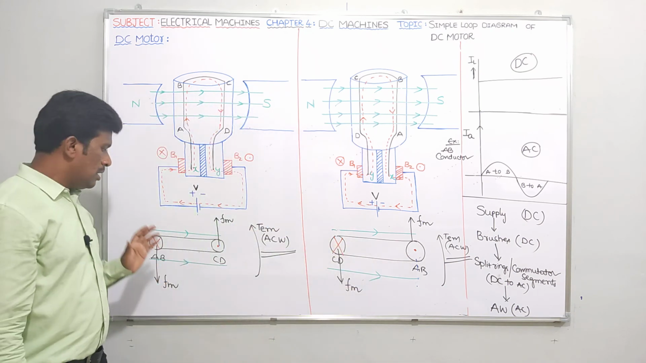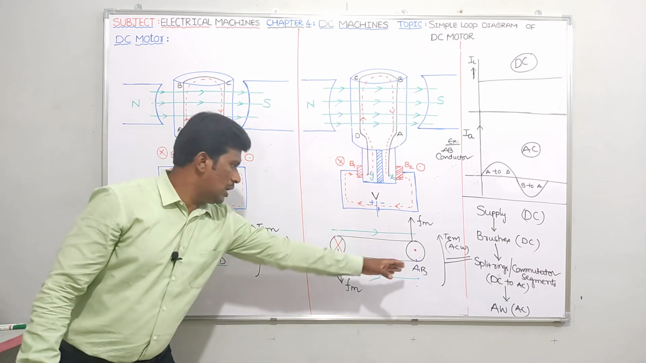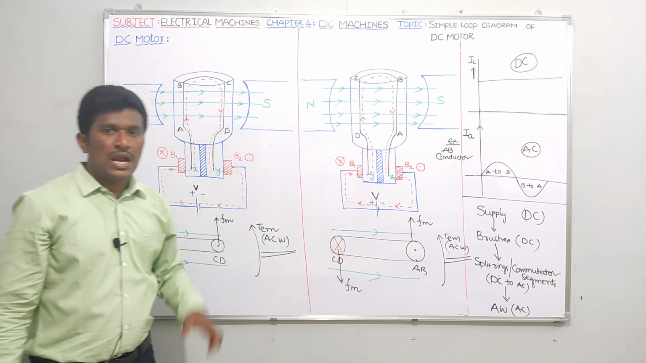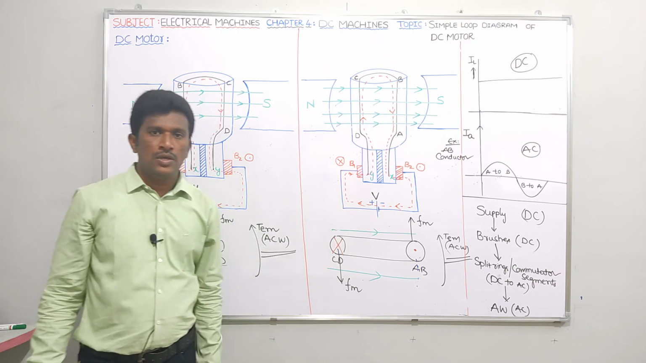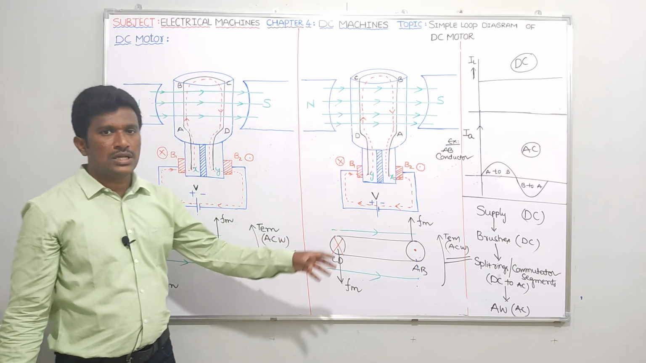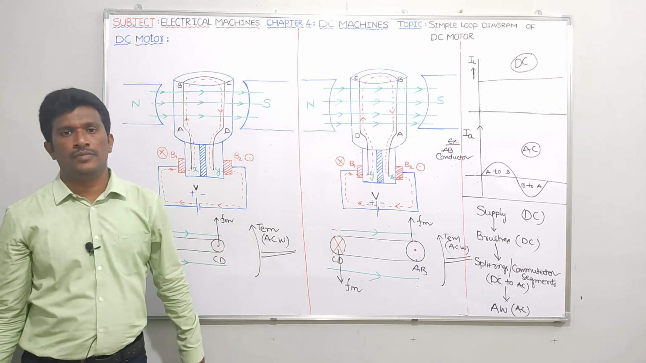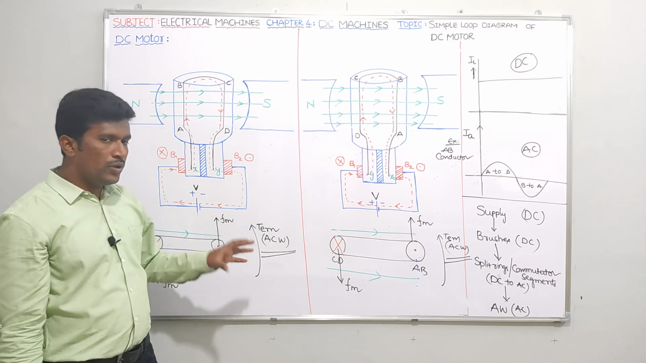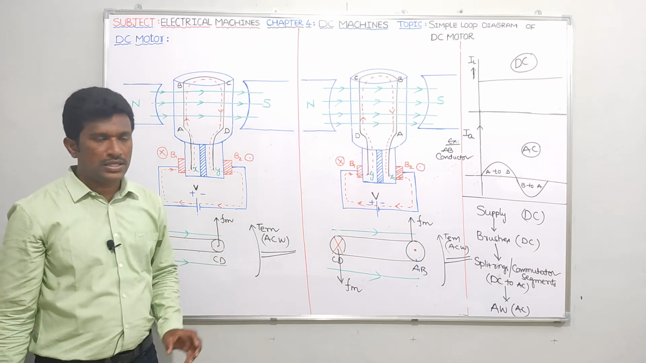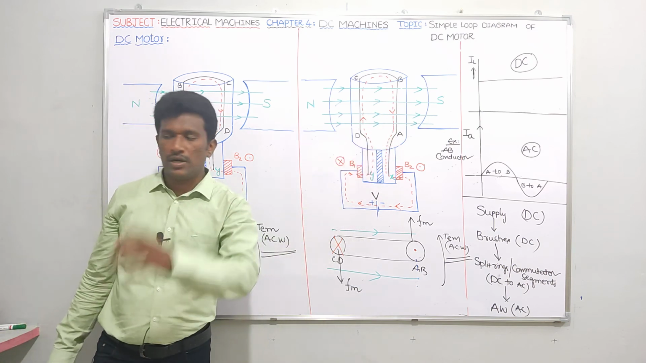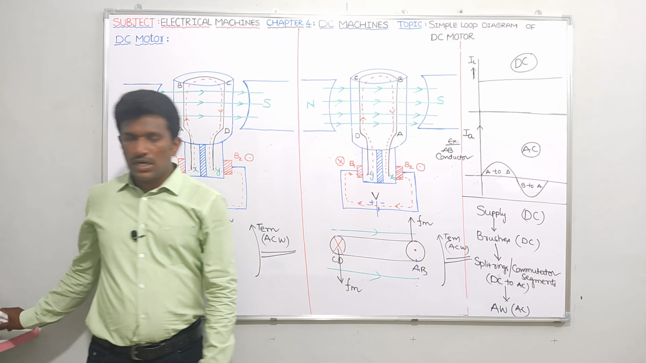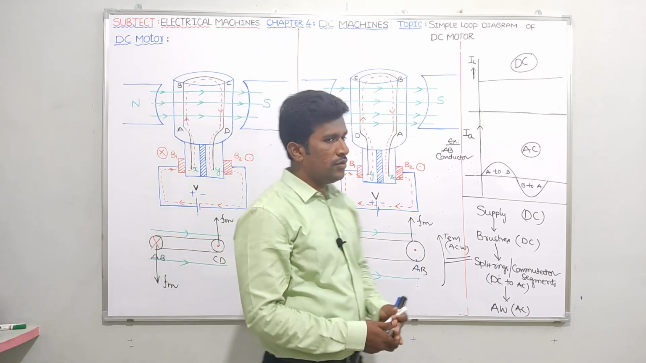That means cross is changed to dot, dot is changed to cross, which means the current entering into the armature winding is AC. So obviously unidirectional torque will be produced. Is it clear? So always we need unidirectional torque. For that, current entering into the armature winding should be AC. Please note that point also. This statement is applicable not only for DC motor, but for any motor.